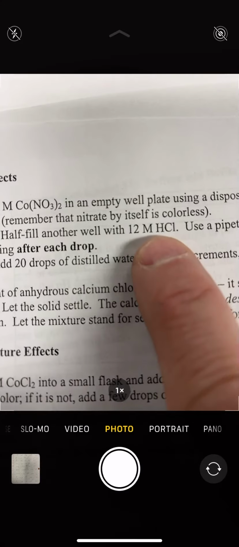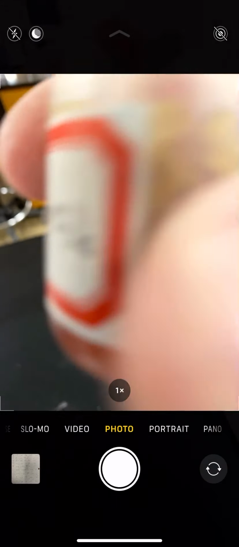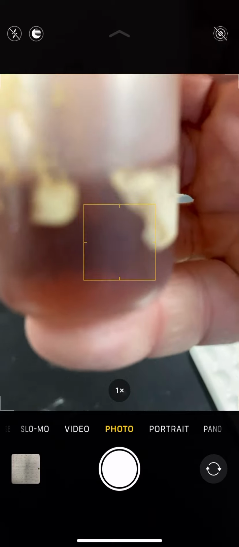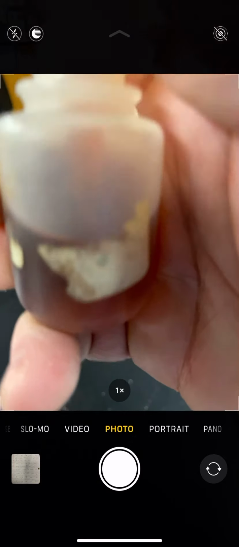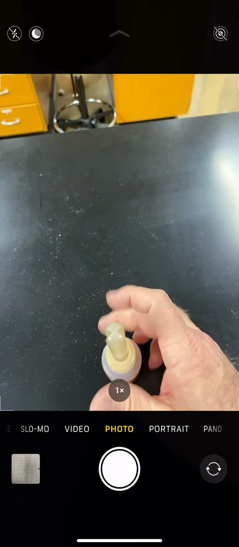Okay, so we're done with this part. We're almost there. So now, concentration effects. We're taking cobalt nitrate and adding HCl. So cobalt nitrate looks like this. Yep, that's cobalt nitrate. It has kind of a brownish red color, rusty red maybe. So I'm going to put some in a well just so you can see it. So on the left here, it's kind of that color.